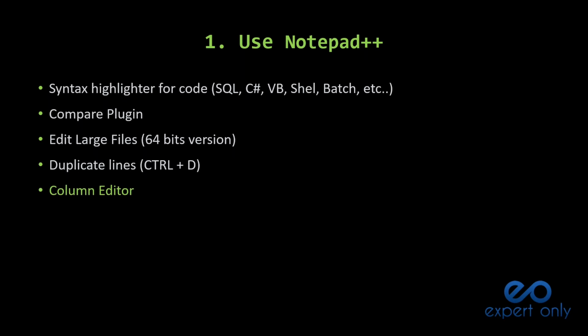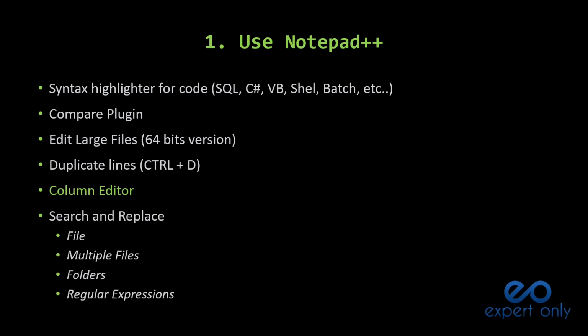And one of my favorite features, of course, is the column editor. It's not available only in Notepad++. Of course, you have it in SSMS, you have it in many other different software. You just use the Alt key on your keyboard, and then you are able to select not in lines, but in columns. You also have a powerful search and replace feature.